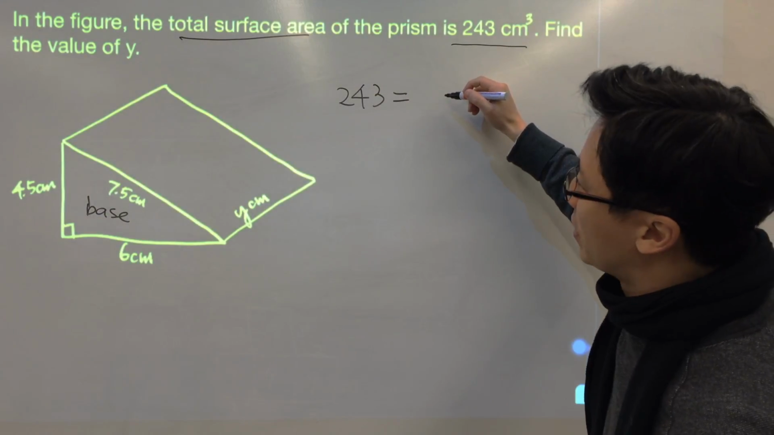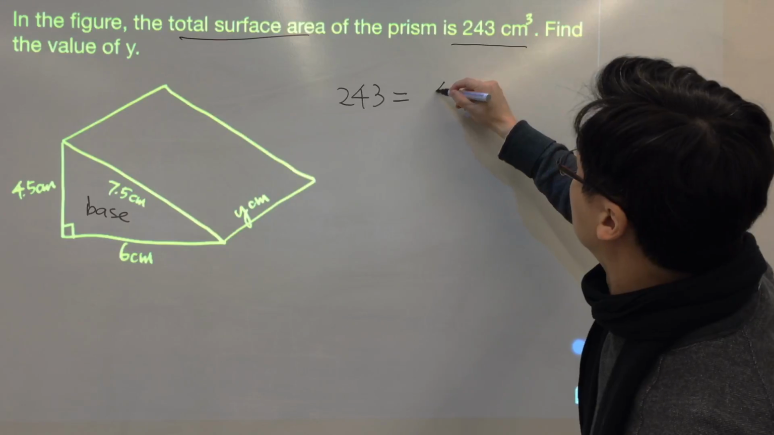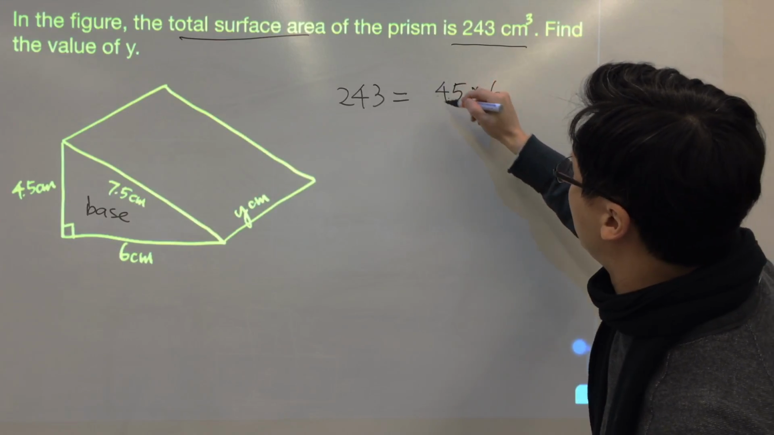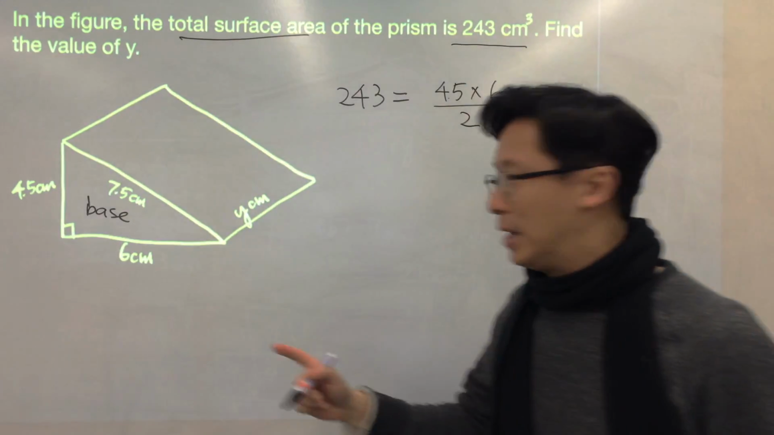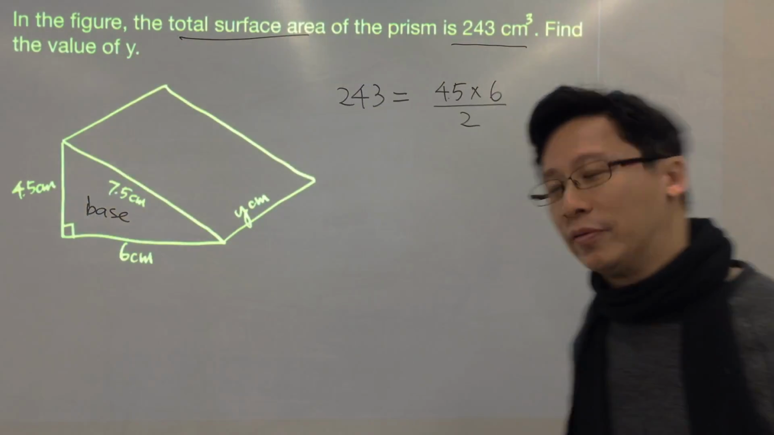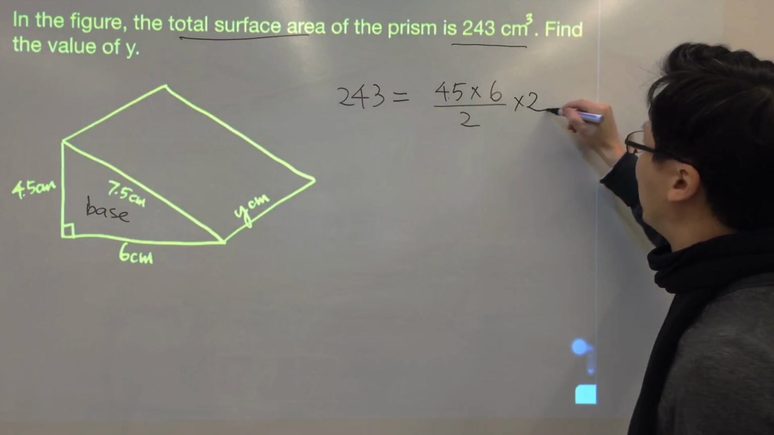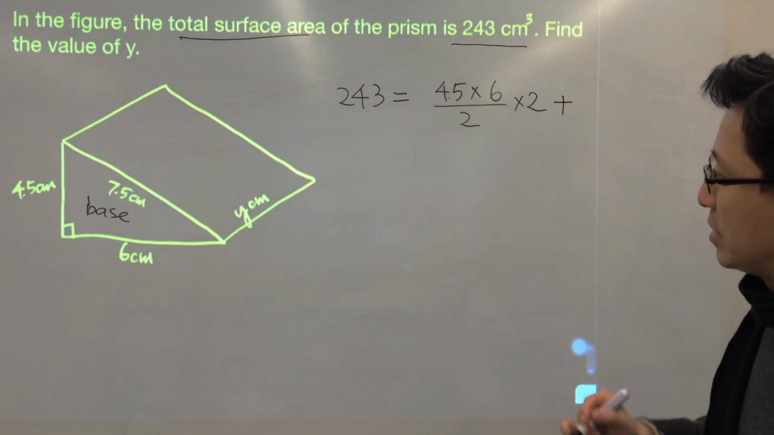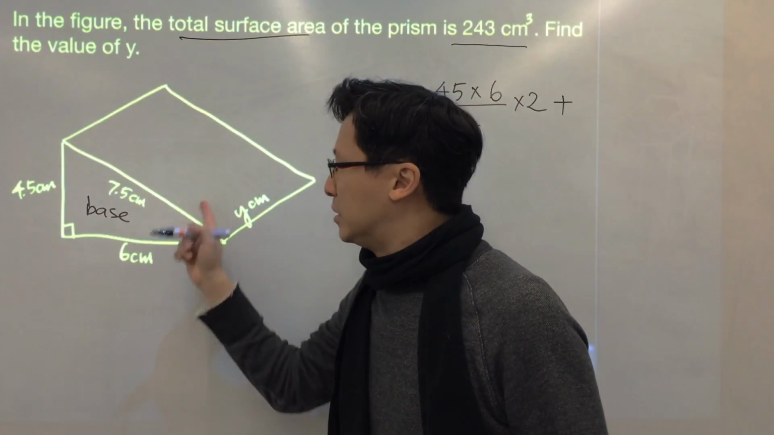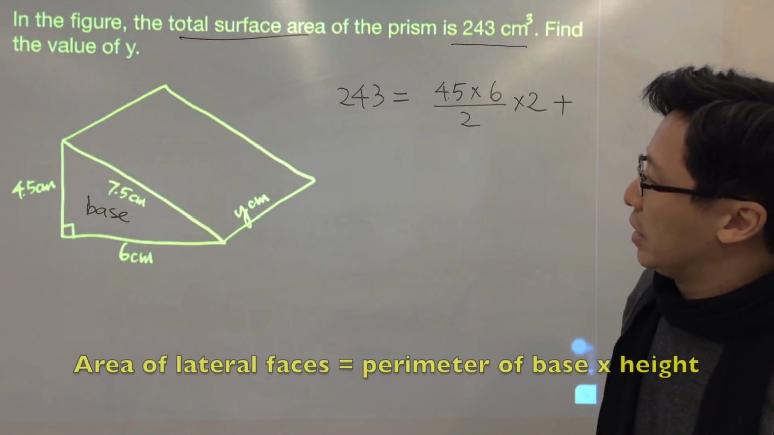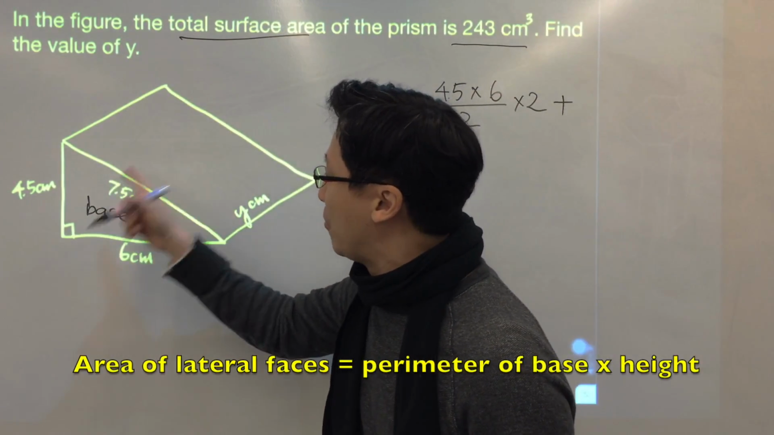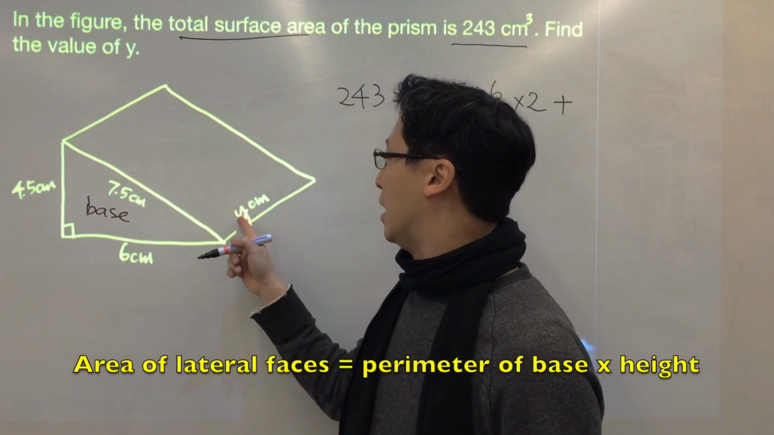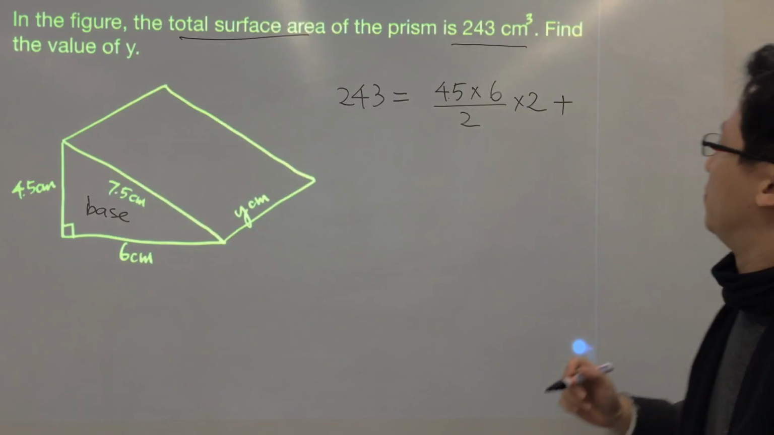So we find the base area first. 4.5 cm times 6 cm divided by 2. This is the area of the triangle. And we have two bases, therefore we have to multiply this by 2 plus the sum of all the lateral faces. And since we know this, that area is the perimeter of the base times the height of the prism.